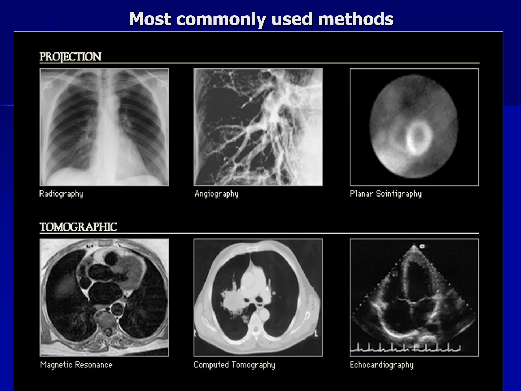That slide shows for us the most commonly used methods. Here we can see methods which are visible in summative effect, in direct projection, like here radiography, angiography, and planar scintigraphy, and also images of the tomographic methods: magnetic resonance imaging, CT, computed tomography, and echocardiography.